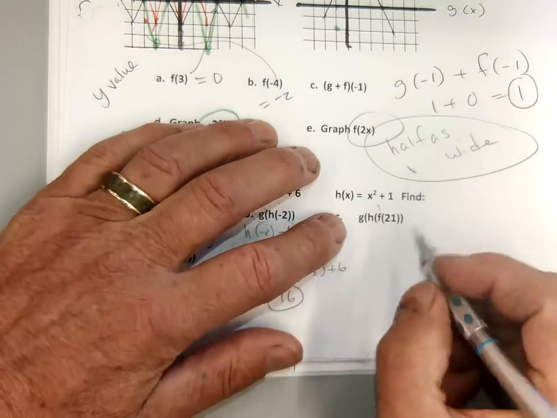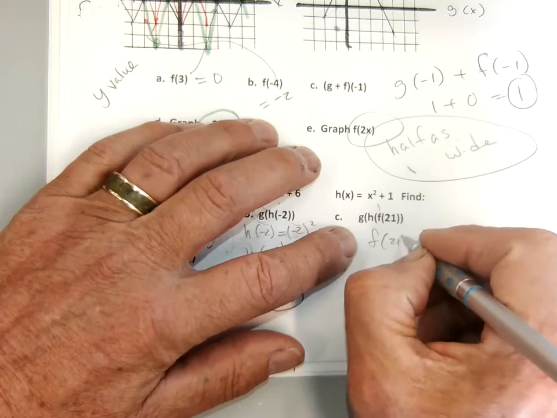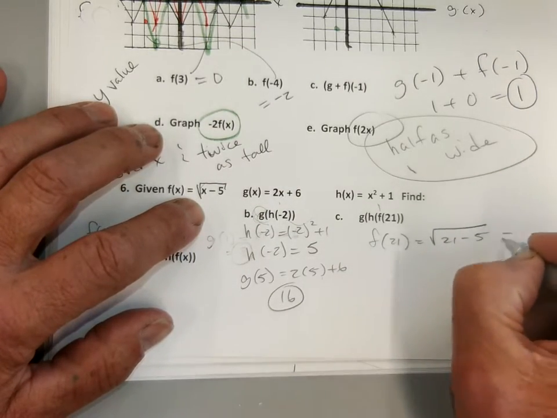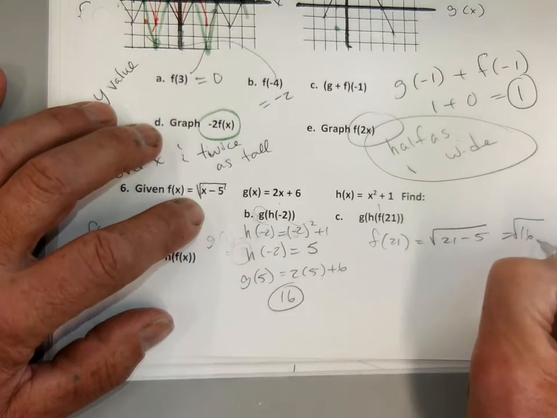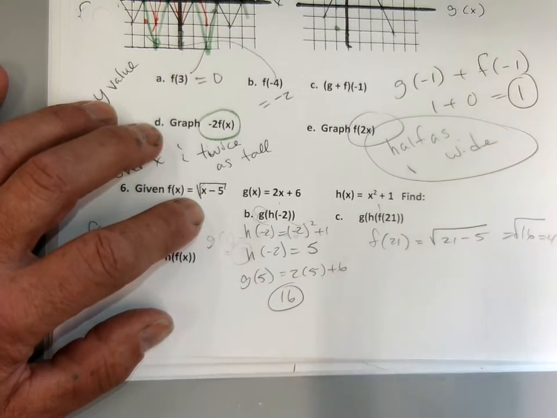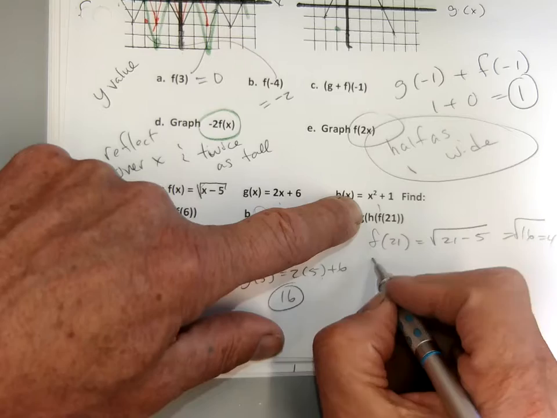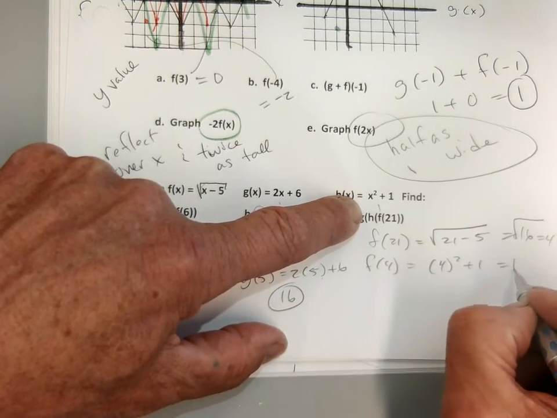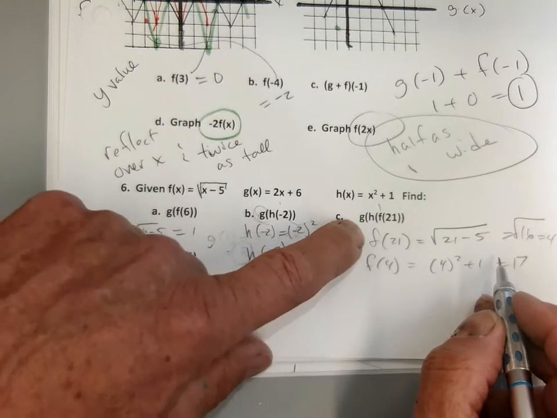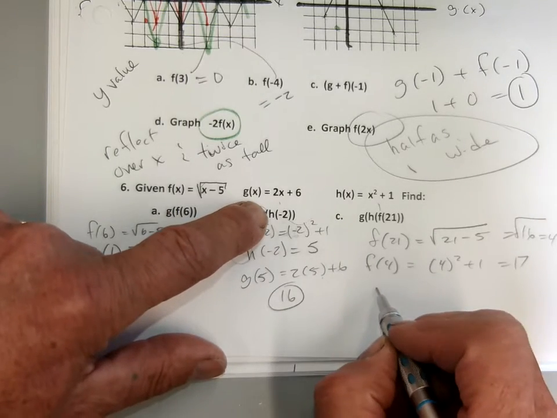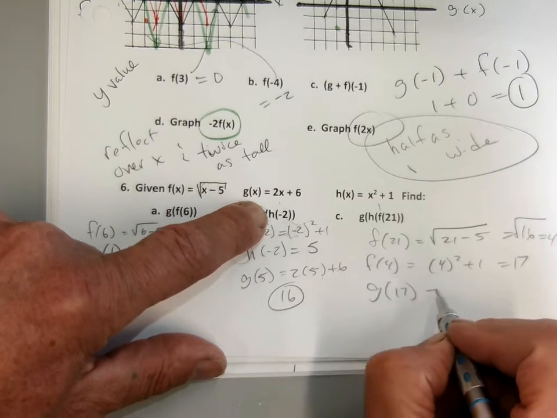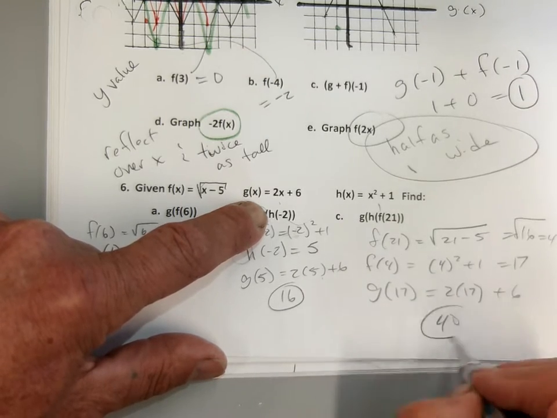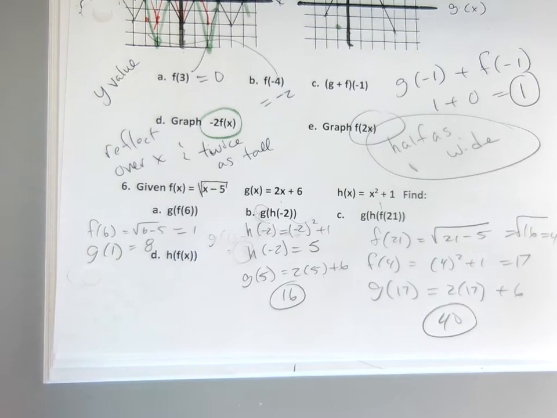So f of 21 first is square root of 21 minus 5, which is square root of 16, which is 4. Take 4 and plug it into h. So h of 4 is 4 squared plus 1, which is 17. Take 17, plug it into g. So g of 17 is 2 times 17 plus 6. 34 plus 6 is 40. Okay? Thumbs up, everybody. Awesome.